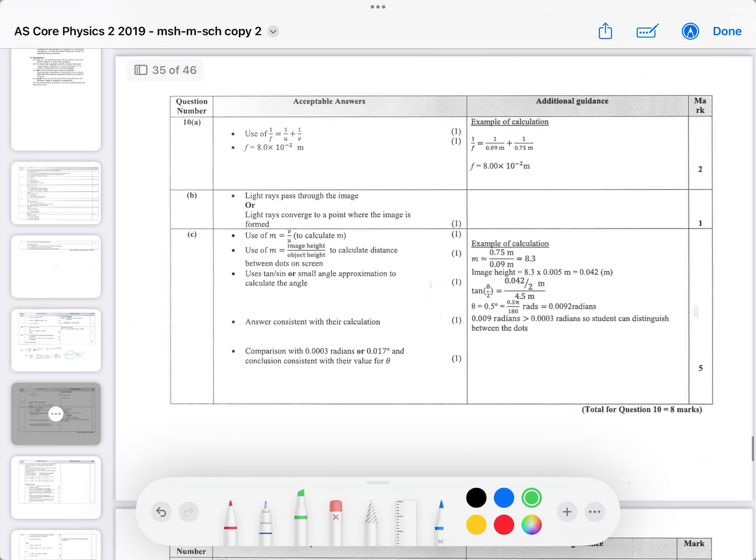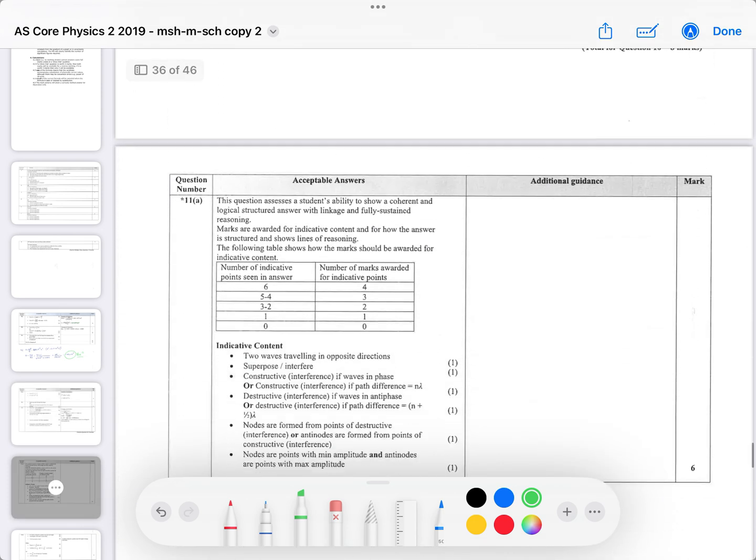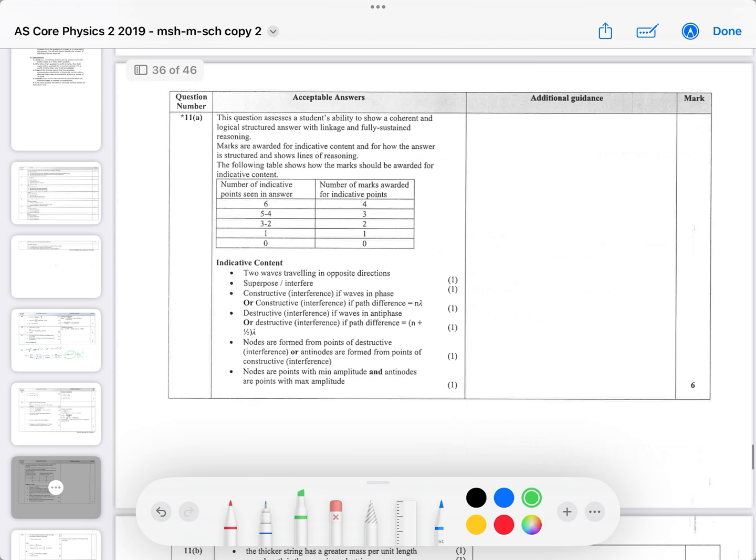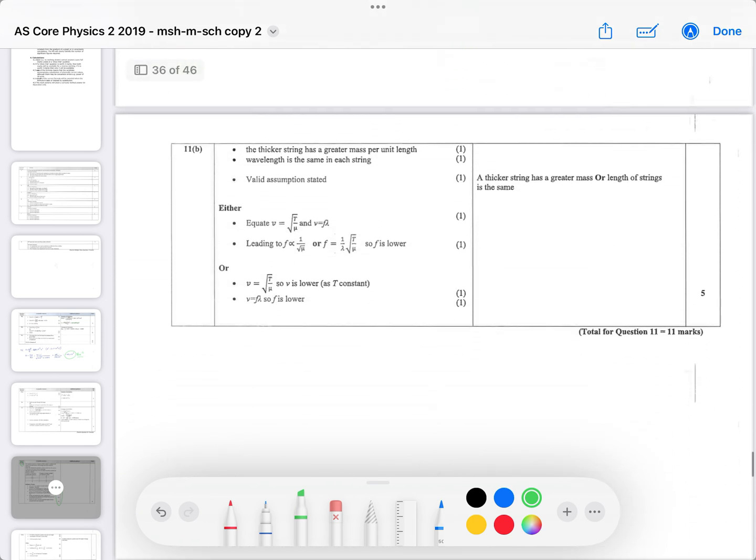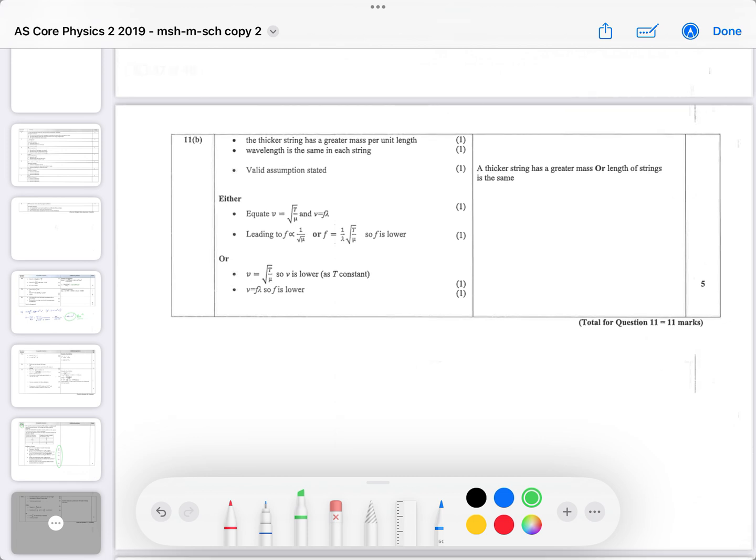Question 10, the one on the lenses. Question 11 was the 6 marker. What was it about? Oh yes, how do you set up a standing wave? So here are the 6 things they're looking for. 6 of them, okay? And of course the examiner will look at the quality of your written answer as well, so it's not as simple, but it does give you an idea of how well you've done.